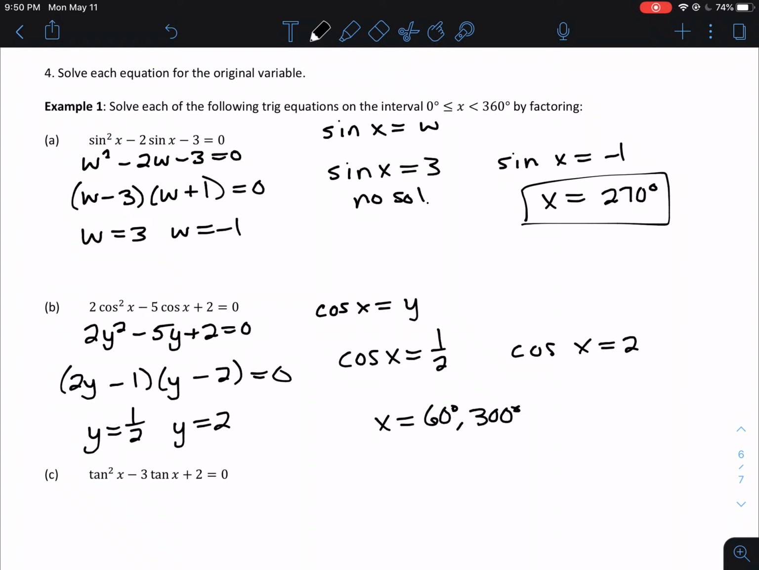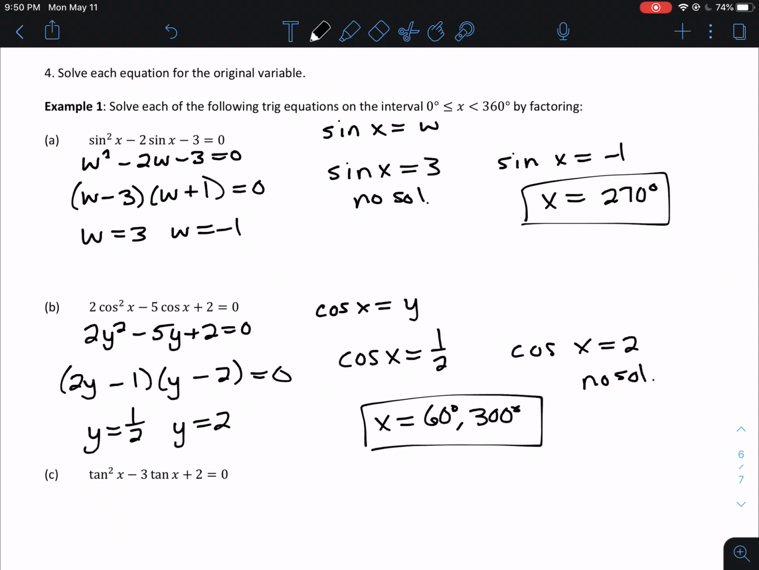And then for cosine of x equals 2, again, 2 is not on the unit circle. In fact, it's much too large, so we're not going to get any solutions from that equation, which means we're only going to be able to use those first two solutions we found, which were that x equals 60 degrees and x equals 300 degrees.